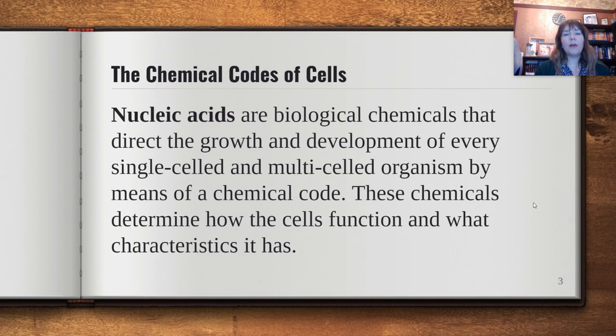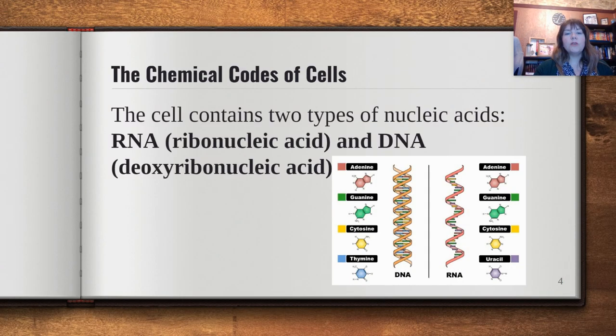So we have chemical codes of cells. Nucleic acids, you may remember back from Bio 20, are one of those 4 macromolecules, and we can break them down into nucleotides and then nucleosides, and we're going to talk about the differences of those in a couple days. Essentially, they're really important to multicellular organisms and single-cell organisms, because they determine the functions and characteristics of our cells. So there's two different types.